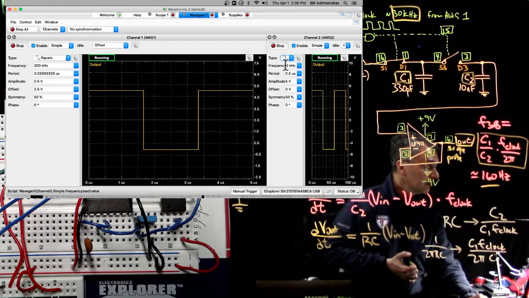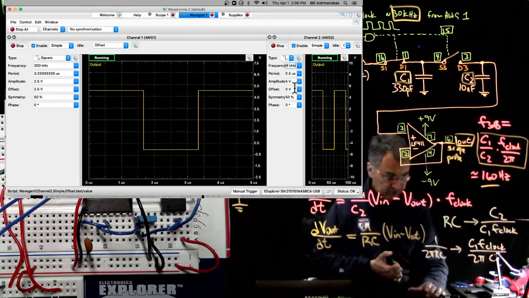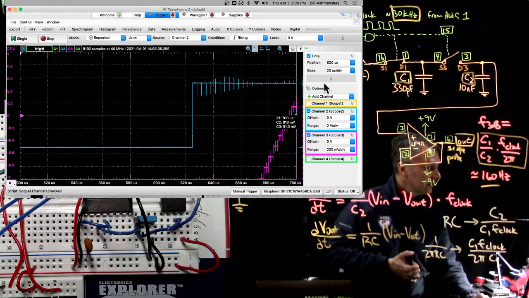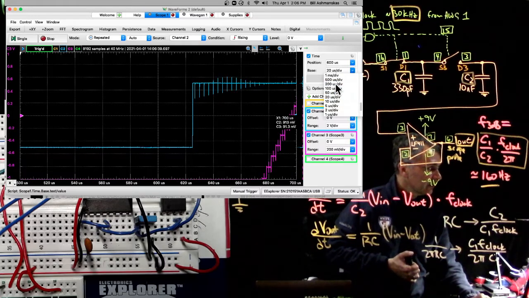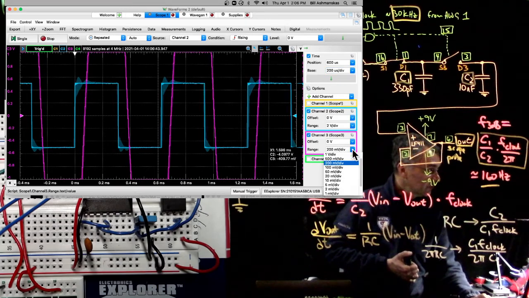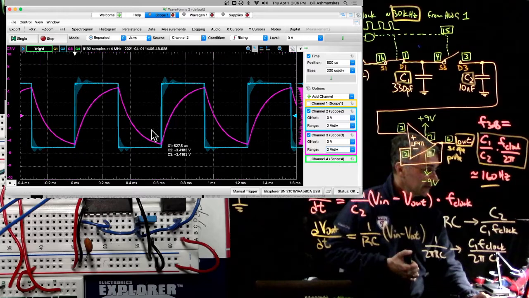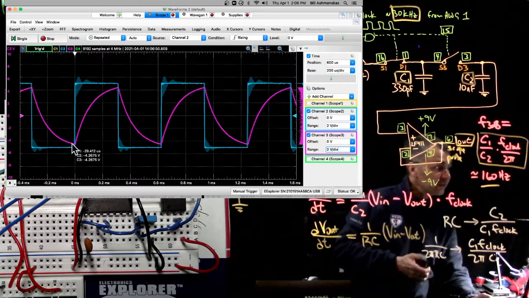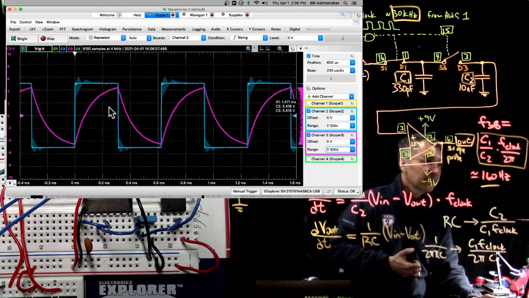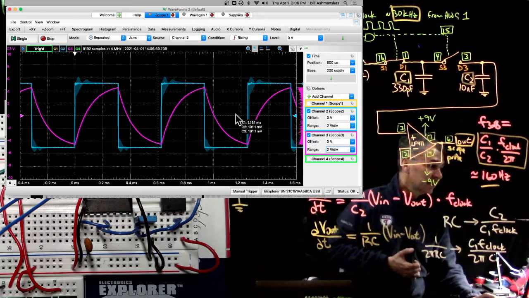So instead of 16 kilohertz, let's go to 1.6 kilohertz. And then we come over here, and I think we have to zoom out on the time axis. I'm making this up as I go, okay. And now we want 2 volts per division. That's cool, look at that. It looks like the RC filter, kind of like a shark tooth, or is it a fin? Charging, discharging, charging, discharging, that's neat.